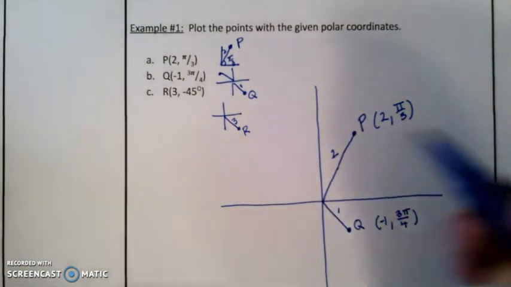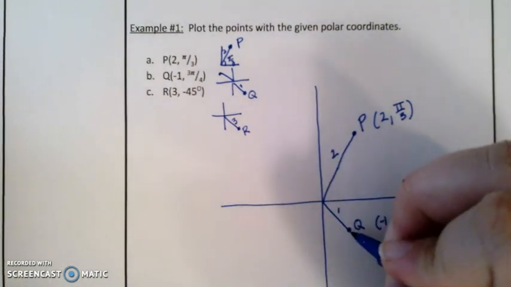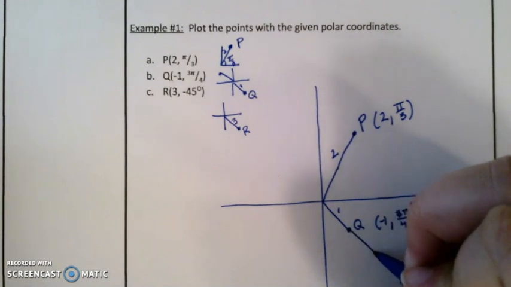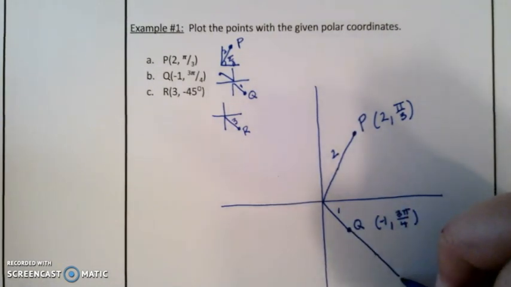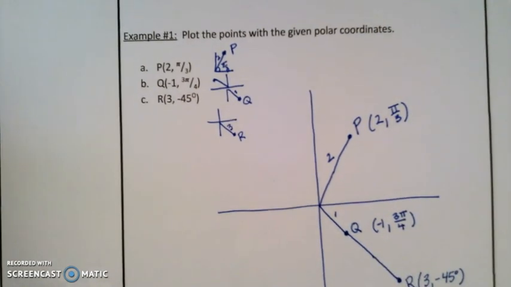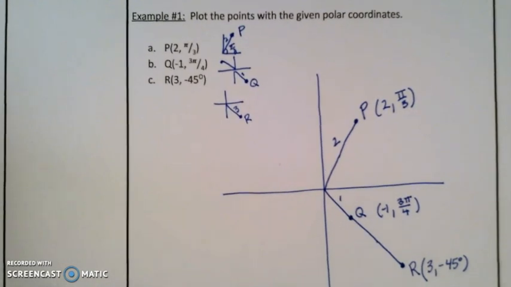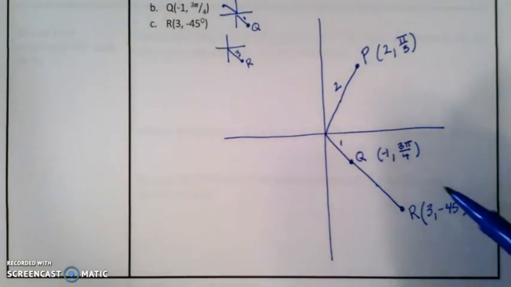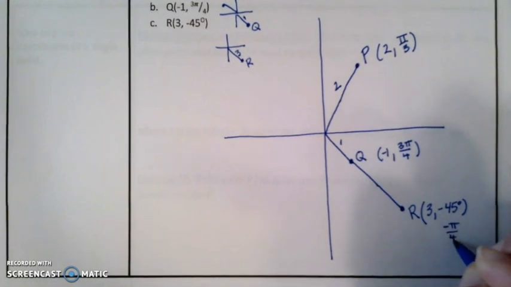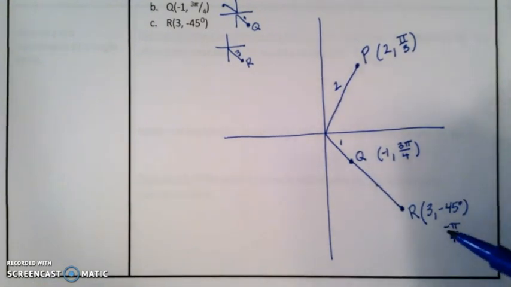And then lastly, I have the -45 degrees, which is the same angle here. So 2, 3, and here is R with a radius of 3 and an angle of -45 degrees. Notice how even though these are different angles, even if we wrote -45 degrees in radians, it would be -pi over 4. Right? They're different angles.